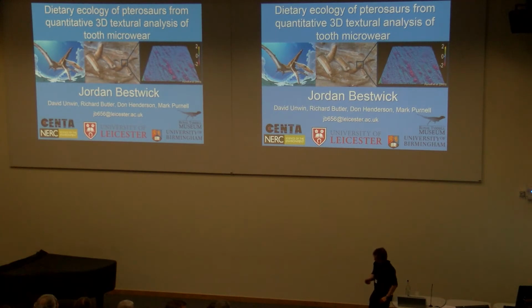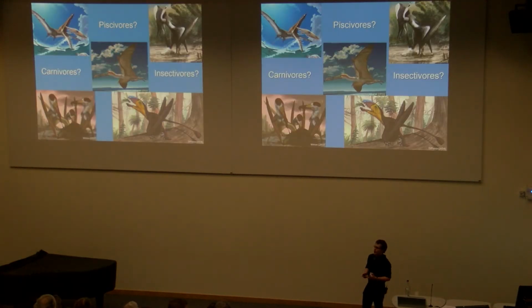So this is my talk on pterosaur diets. Pterosaurs are an extinct group of Mesozoic flying reptiles found from the late Triassic to the latest Cretaceous and have been depicted filling a wide range of ecological roles, including carnivores, piscivores, and insectivores. However, the diets of many pterosaurs are quite contentious, and a search of the literature shows that 88% of all pterosaur dietary hypotheses are based on qualitative or even speculative reasoning.